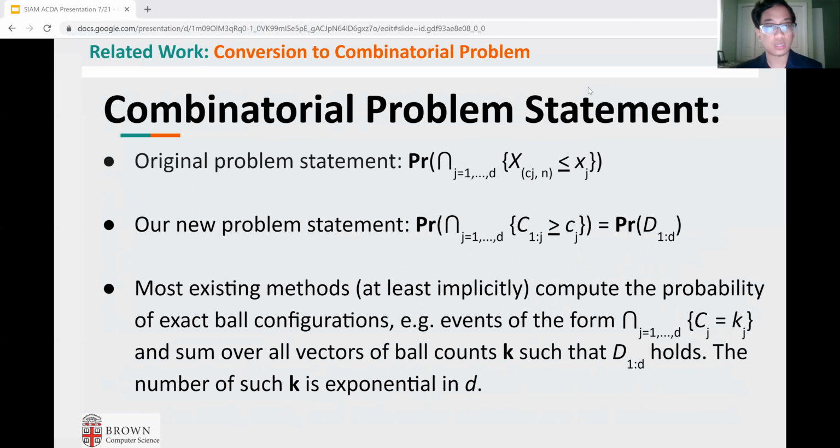And so far, our setup has been identical to existing methods. However, their approaches are doomed to exponentiality in D, and in some cases also N. And this is because many of the previous methods have just enumerated and then summed over all possible count configurations that satisfy the bin conditions. The issue with this is that the number of such configurations is exponential in D.